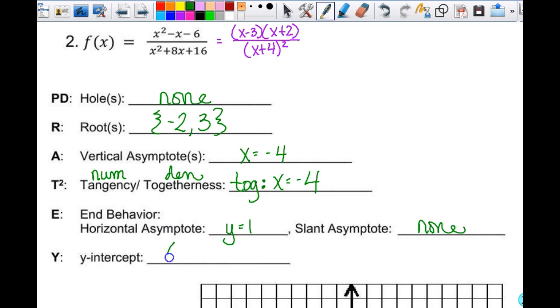My y-intercept is going to be 0, what? Good, negative 6 over 16. Looking at this form makes it a whole lot easier than looking at that form, because all my x's zero out, so I'm left with negative 6 over 16, and that reduces to negative what? 3 over 8.